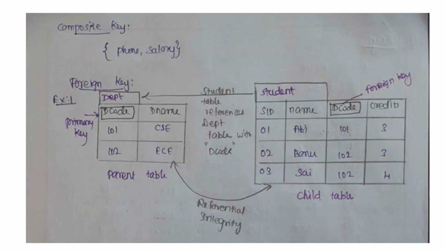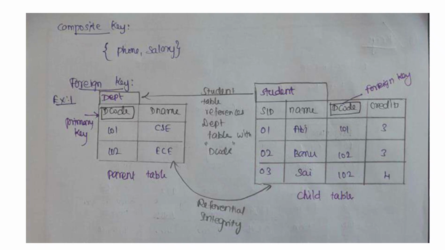The next is the composite key. The composite key should be chosen from the candidate keys. The name itself tells it is a combination, a combined key. So from the list of candidate keys, phone and salary is the combination of candidate keys. So this is chosen as the composite key.